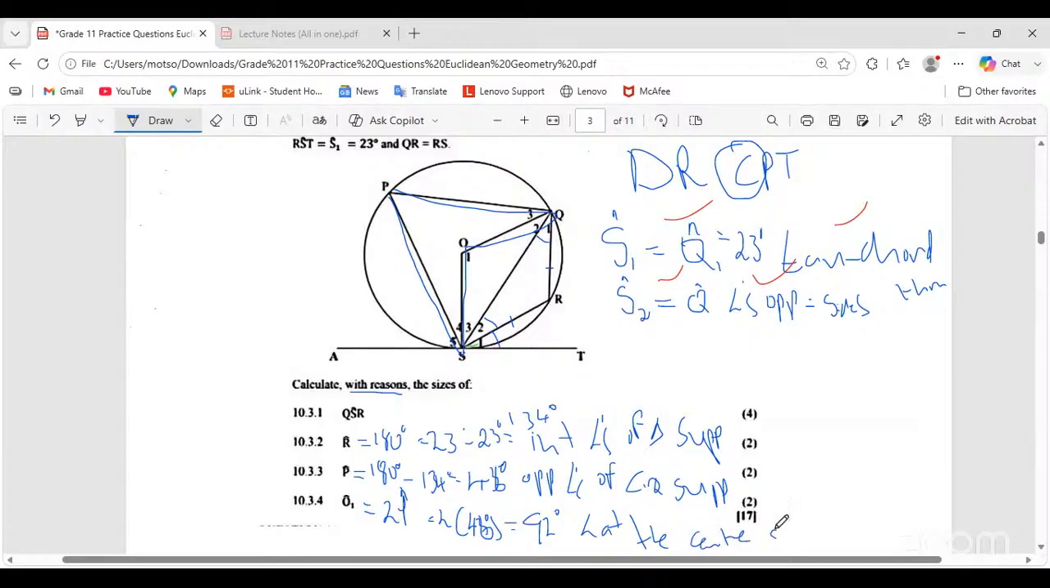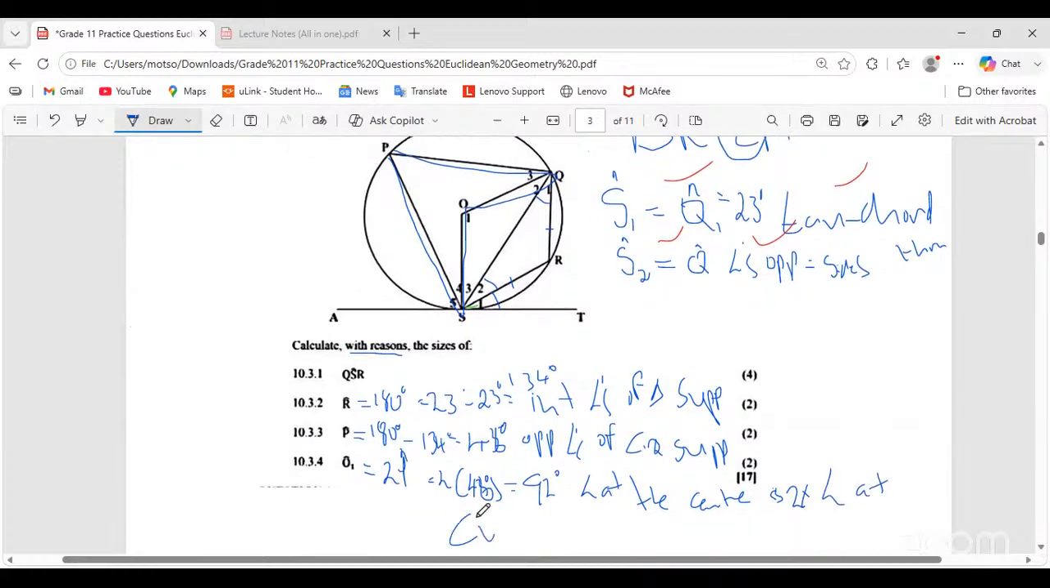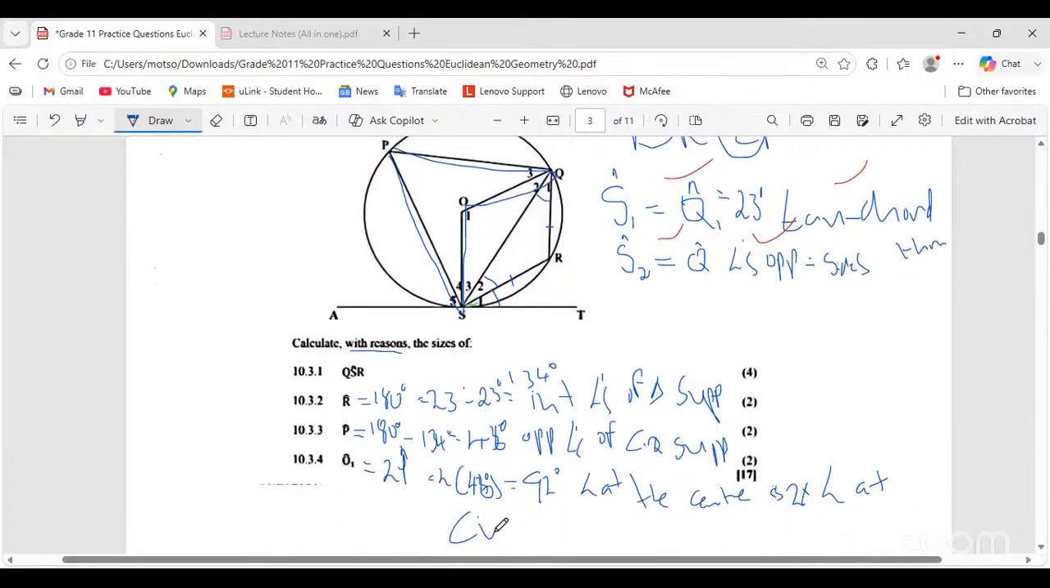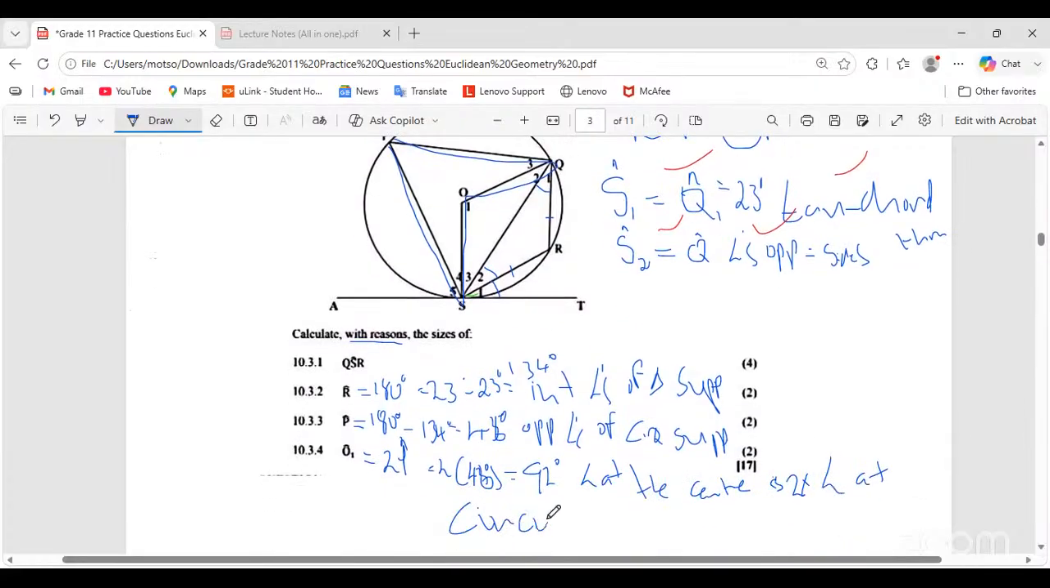Angle at the center is 2 times angle at the circumference. How to write circumference again? Oh, circumference, right, yes. I'm sorry for that.